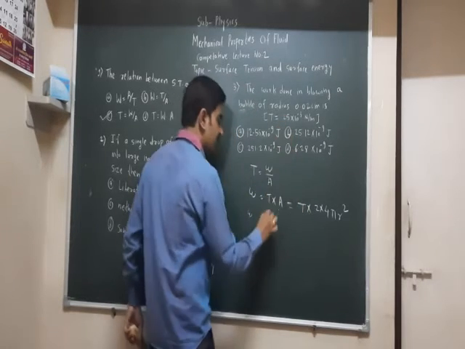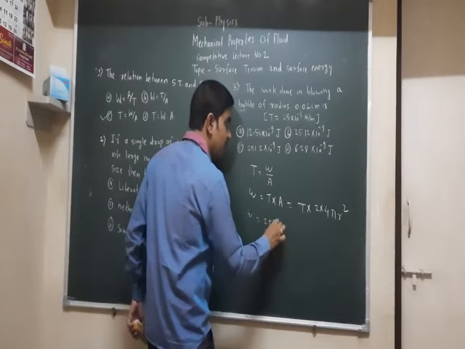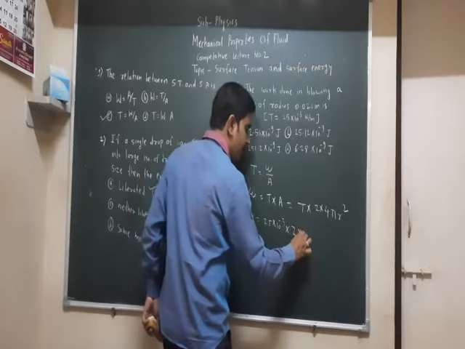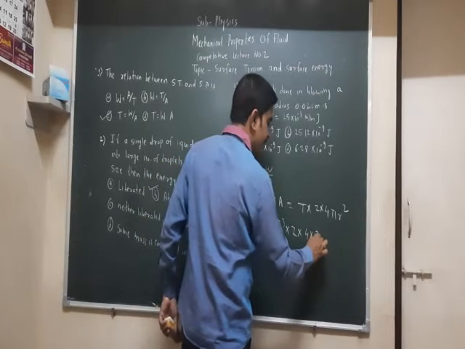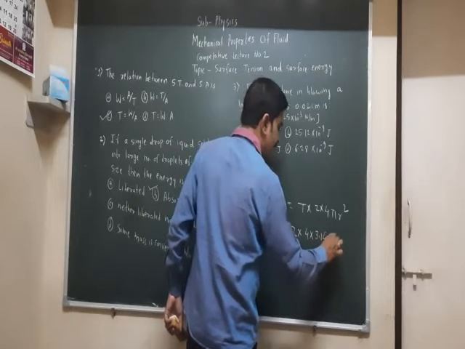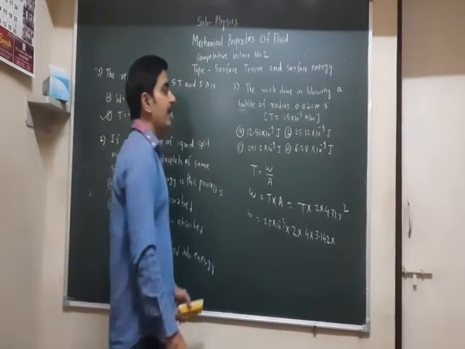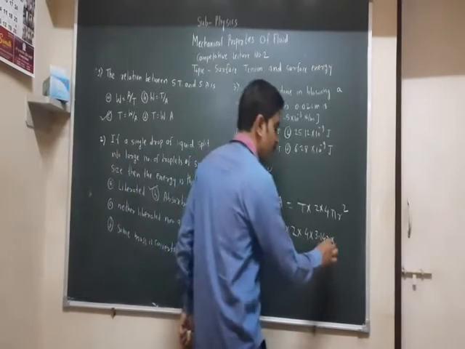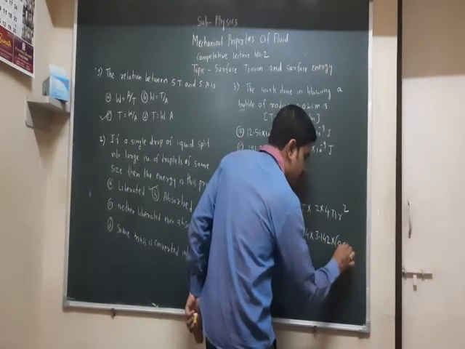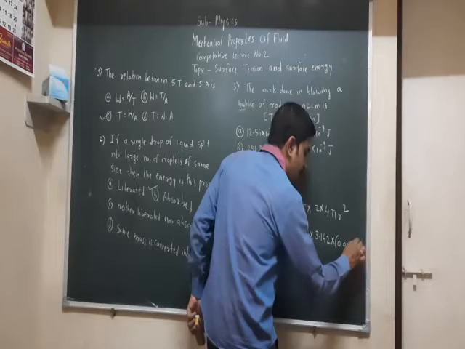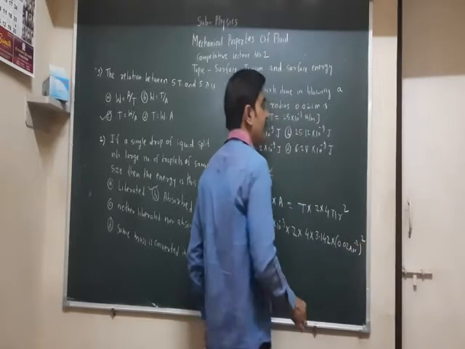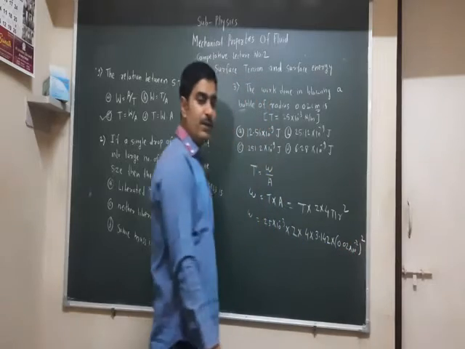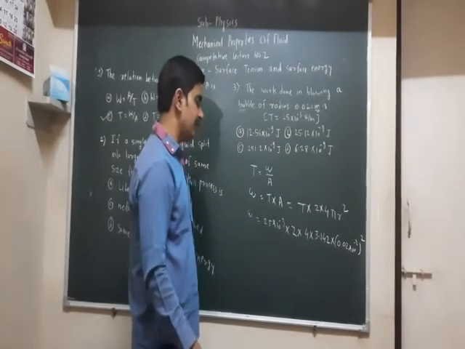So work done is equal to T. What is the value of the surface tension? 25 into 10 raised to minus 3, multiplied by 2, multiplied by 4, multiplied by 5, the value of pi is 3.142. And here the radius is given as 0.02 centimeter. We have to convert it in terms of the meter: 0.02 into 10 raised to minus 2, bracket square. So remember, I have converted centimeter into meter by multiplying with 10 raised to minus 2.